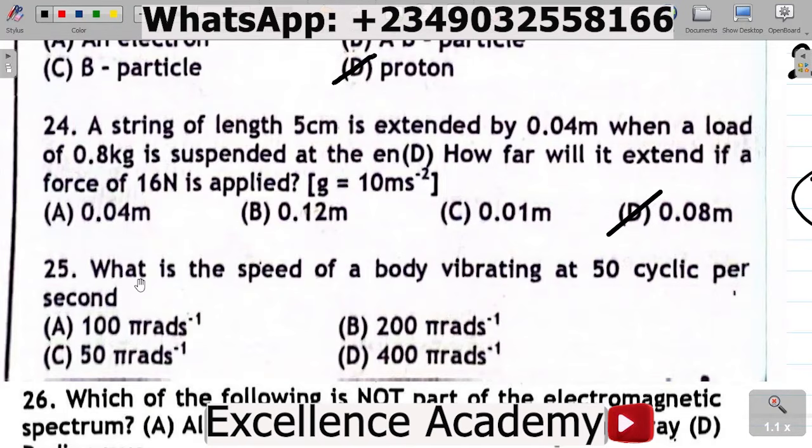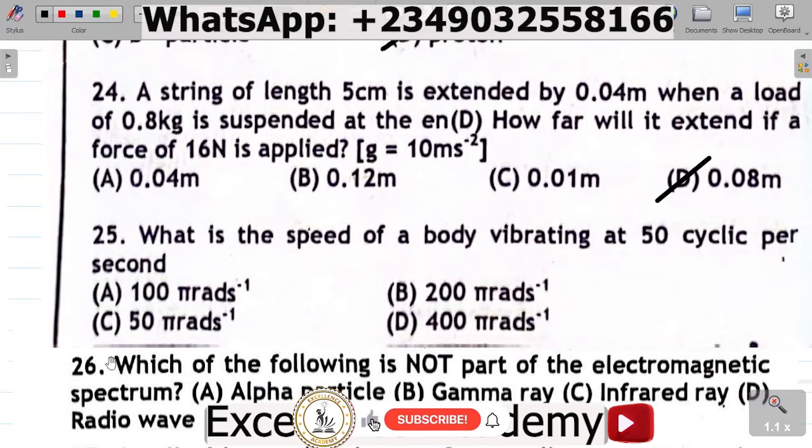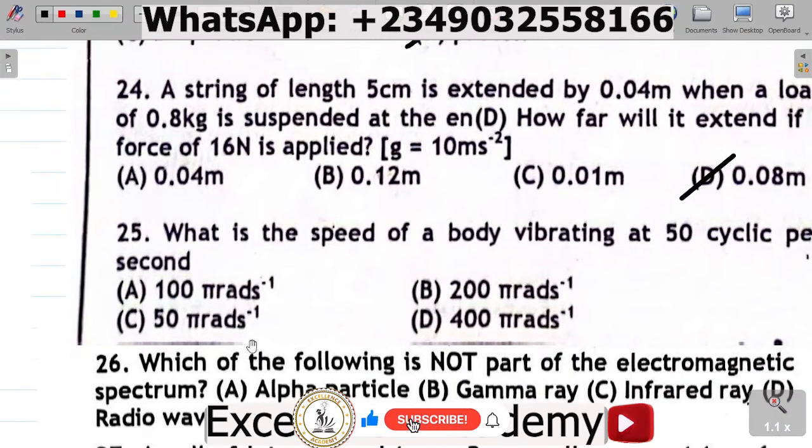Question 25 says, what is the speed of a body vibrating at 50 cycle per second? What is the speed of a body vibrating at 50 cycle per second? How do we solve this question? What do we do? Now, here's what to note. To solve this question, you need to note something.